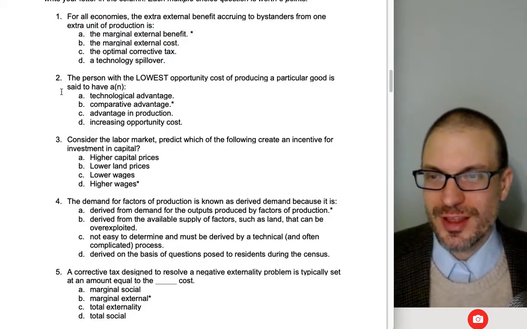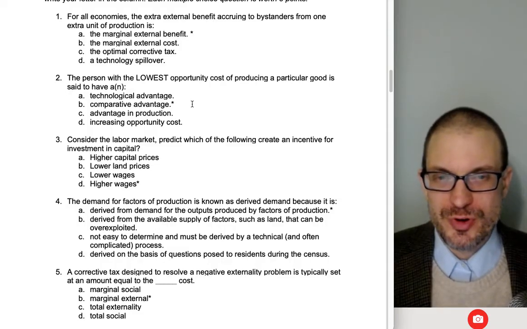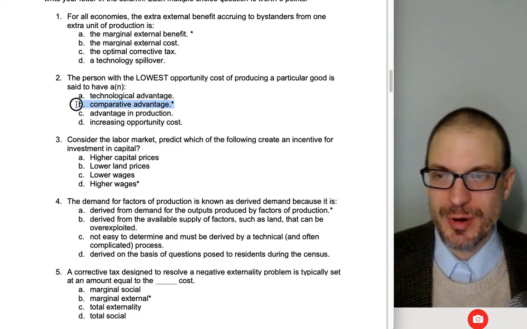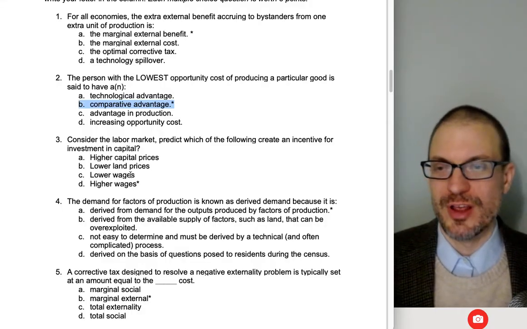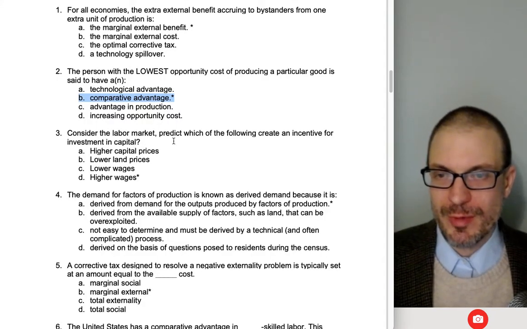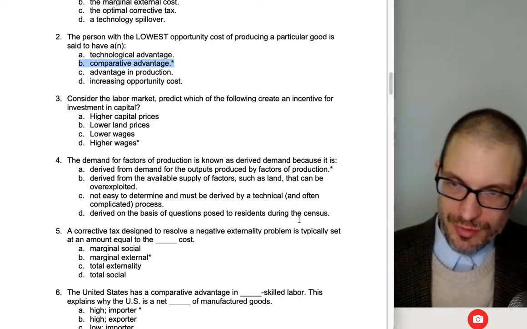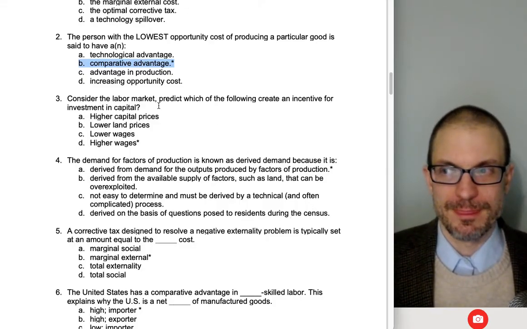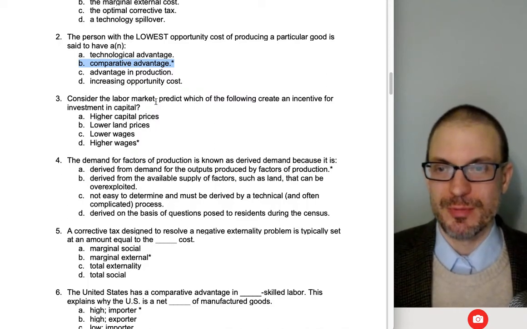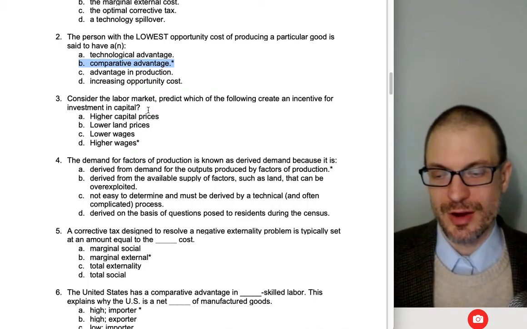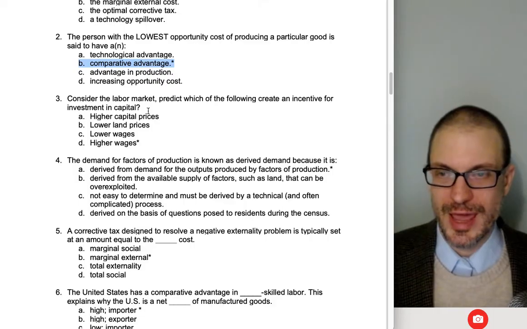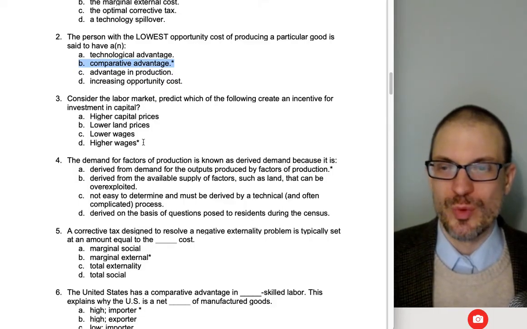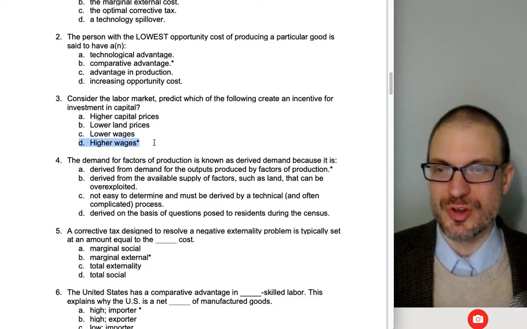Okay, so a person with the lowest opportunity cost of producing a particular good is said to have comparative advantage. Again, true by definition. Considering the labor market, predict which of the following create an incentive for investment in capital. So who's making the investment in capital? The firm is, right? So think about the firm. They're making the choice between hiring workers or hiring machines or AI or whatever. Higher wages are going to be cited as a reason for increased automation, right?